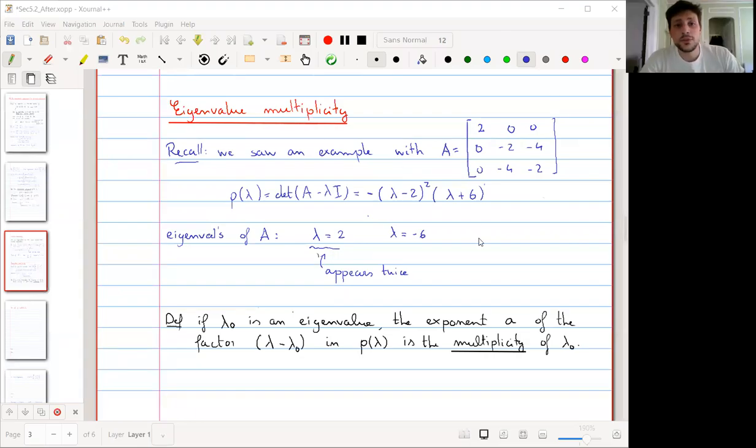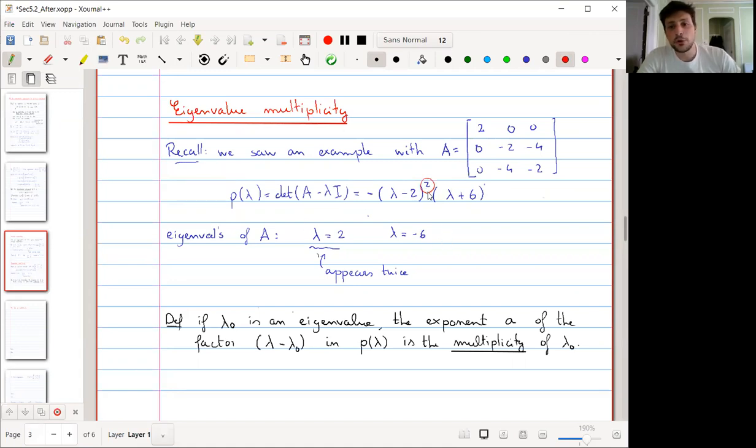Hello, everyone. This video is about the definition of the multiplicity of an eigenvalue and its importance. Let's start by recalling the example we discussed in the previous videos, where there was a 3 by 3 matrix, of which we computed the characteristic polynomial, which was minus (lambda minus 2) squared times (lambda plus 6). The conclusion we drew from that characteristic polynomial was that the eigenvalues were lambda equals 2 and lambda equals minus 6. However, we didn't comment on the importance of this exponent here.